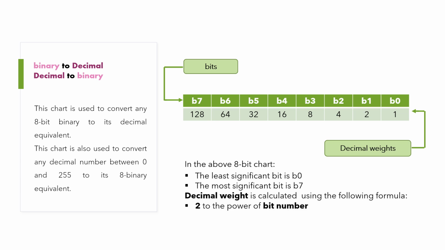Bit 0 has decimal weight of 1, bit 1 has decimal weight of 2, bit 2 has decimal weight of 4. In order to come up with those numbers, you have to take 2, because we are dealing with base 2 numbering system, and raise it to the number of that bit. For example, for bit 0, 2 raised to the power of 0 is 1. For bit 1, 2 raised to the power of 1 is 2. 2 raised to the power of 2 is 4 for bit 2. And 2 raised to the power of 7 is 128 for bit 7.